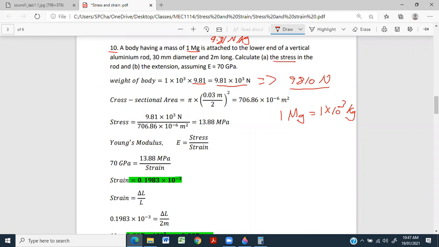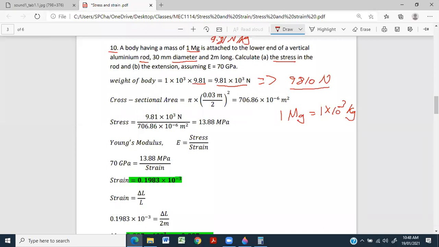Stress is force divided by cross-sectional area. Again, it's another aluminum rod, so the same thing we've been doing. 30 millimeters in diameter is 0.03 meters. Remember, it's a diameter, so we need to divide by 2 to get the radius. Plugging that into the formula, pi r squared.